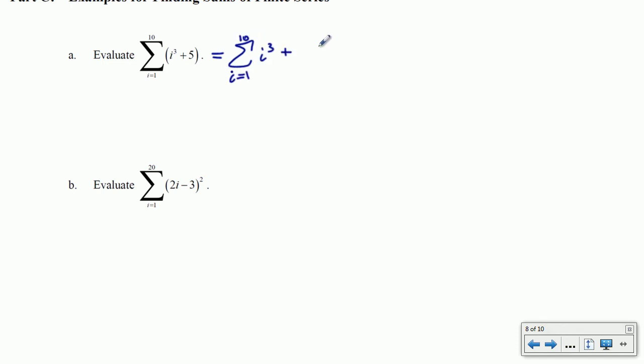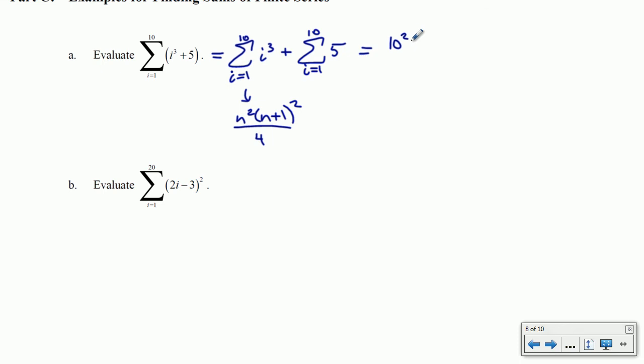I cubed, using our property from the first page we looked at. We know the nth partial sum of natural numbers squared looks like this from the previous page. So we just need to sub in 10 everywhere we see an n for that one. And in this one, we would have 10 occurrences of a 5. So it would be 5 plus 5 plus 5, 10 times.